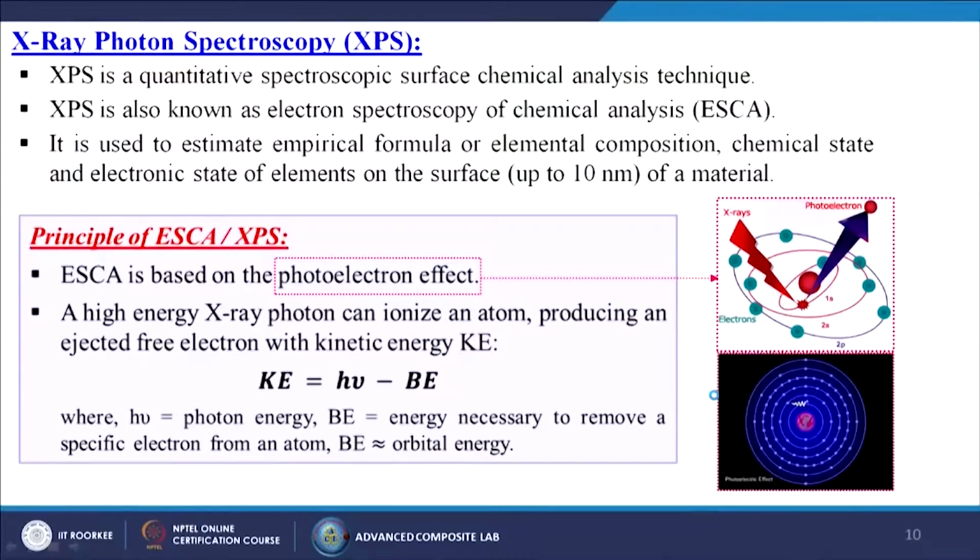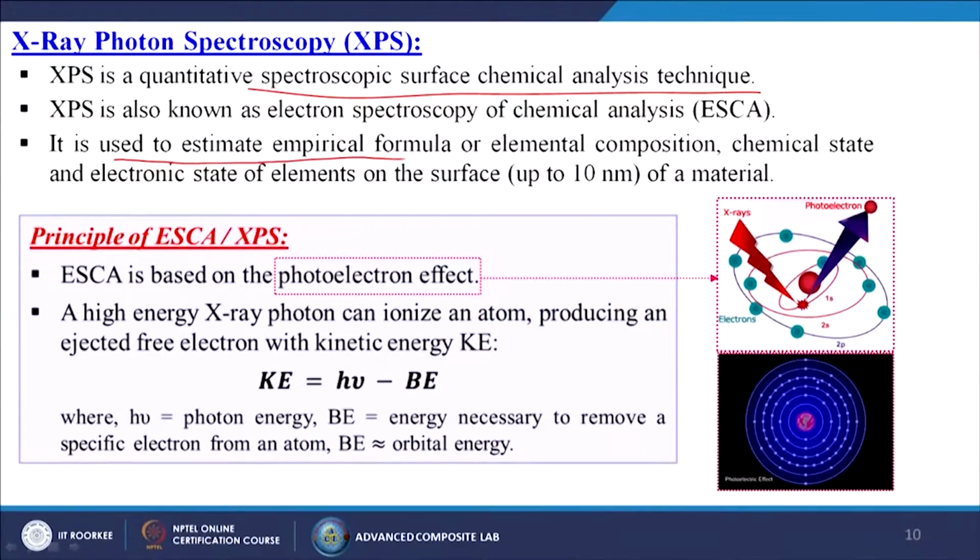The next one is called X-ray photoelectron spectroscopy, or XPS. XPS is a quantitative spectroscopic surface chemical analysis technique. It is also known as electron spectroscopy for chemical analysis, or in short form, ESCA. It is used to estimate the empirical formula or elemental composition, chemical state and electronic state of elements on the surface, up to 10 nanometers, of a material.